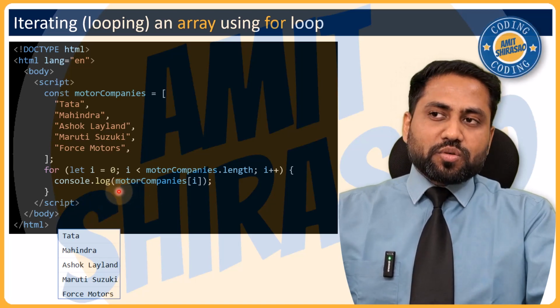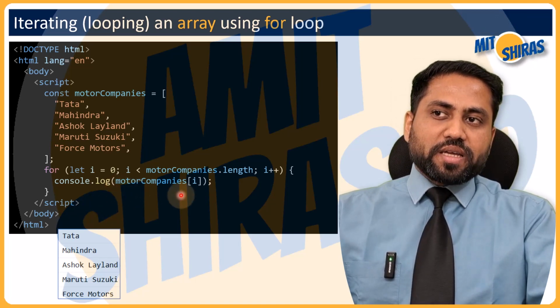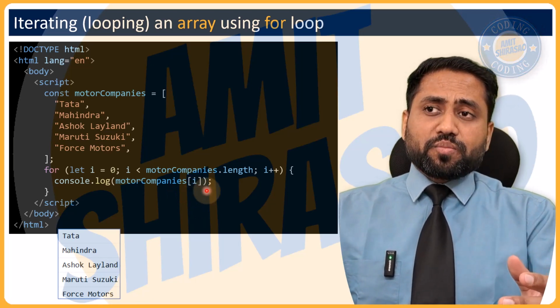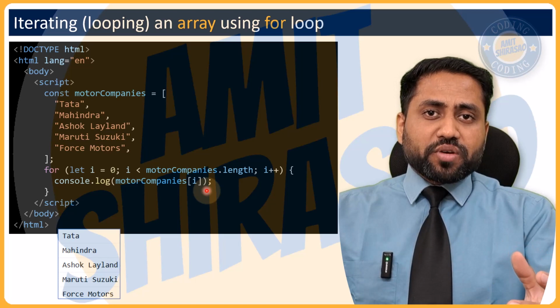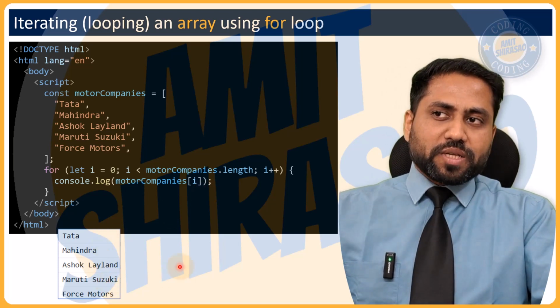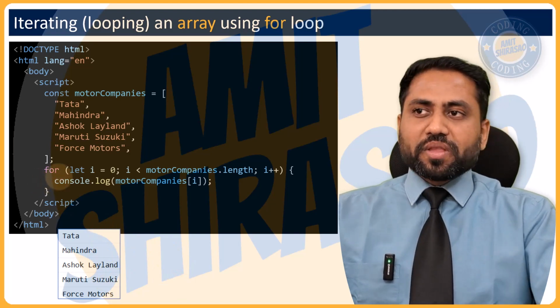So how to console out things? Array, then in brackets the index. We saw how to display the elements of an array in the last lecture itself. So this is how you will display it. Okay, this is how to use a for loop.